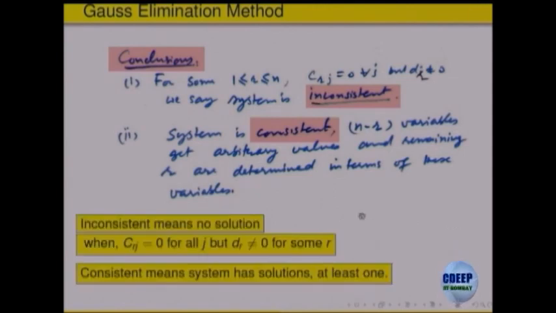So, we are summarizing this. The system is inconsistent, meaning no solution, and that happens when there is something like 0 equal to non-zero in one of those equations, which have been reduced to a specific form using row operations. Consistent means there are solutions, at least one solution, and you can actually get an infinite number of solutions by putting various values for some variables and calculating the others in terms of them. So, this is the method suggested by Gauss to solve a system of linear equations.